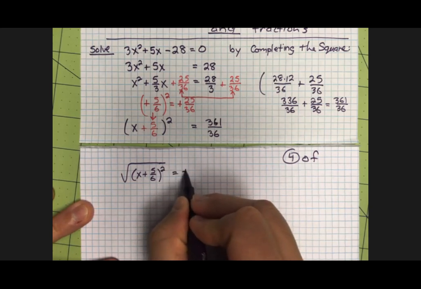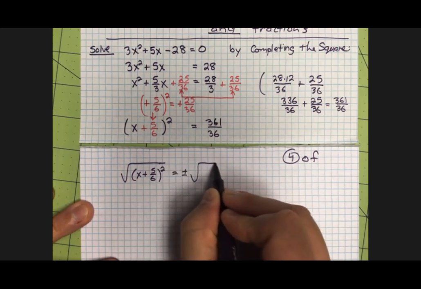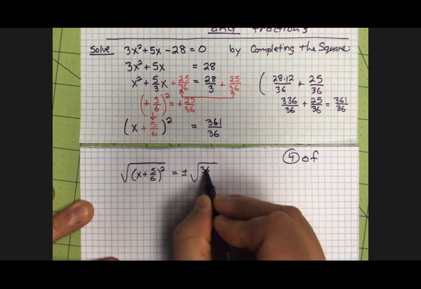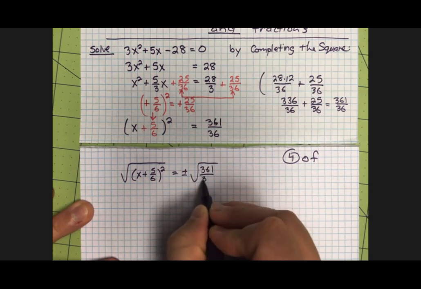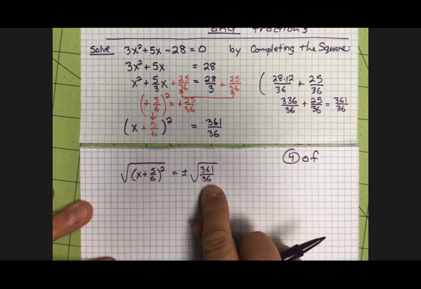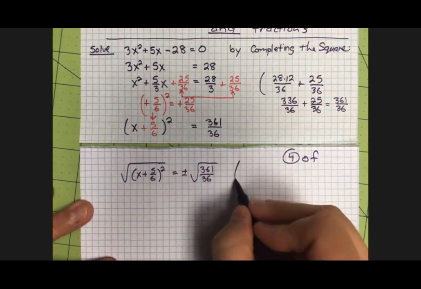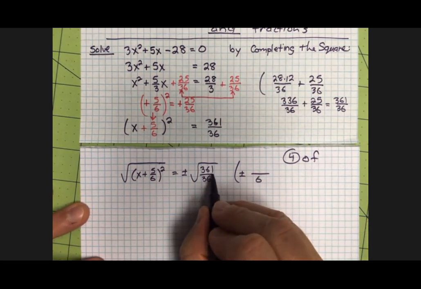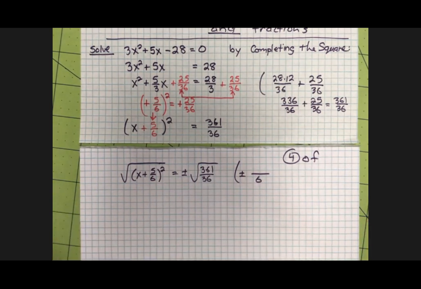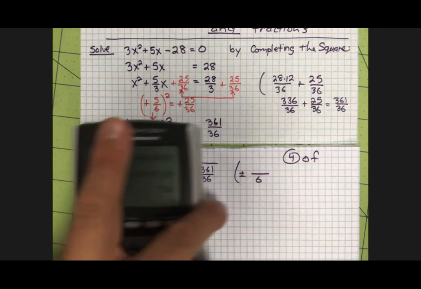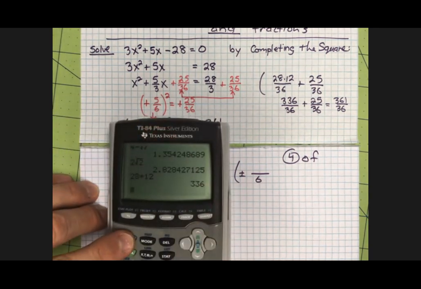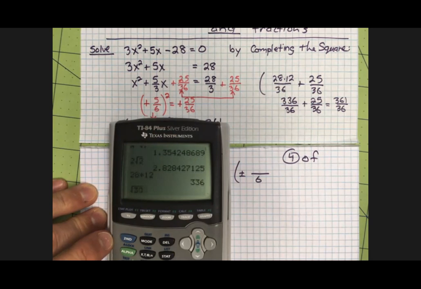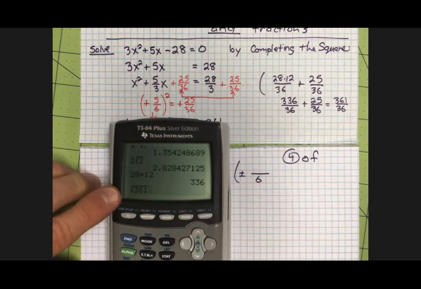Don't forget the plus minus. And now I've got to think about 361 over 36. Now 36 I know is a perfect square. That's going to be 6. 361 kind of rings a bell, so I'm thinking to myself, am I going to get lucky? Square root of 361, I think that's a perfect square.